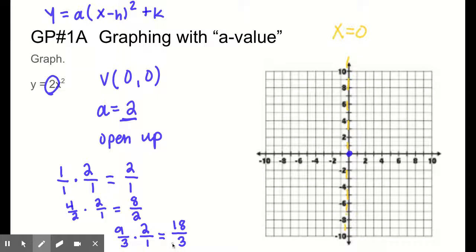Now we're going to put, like I've told you guys before, as many points as we can that will fit on this graph. So our first movement is up 2 over 1. Remember, over is always in both directions because that axis of symmetry gives us a symmetrical graph. Back to the vertex, our next movement is up 8 over 2. And the third movement, 18 over 3, is going to put us off the graph, so we're not going to worry about that one. Now I'm going to go ahead and connect these points to sketch my parabola.